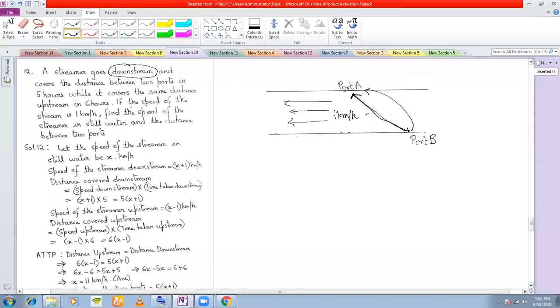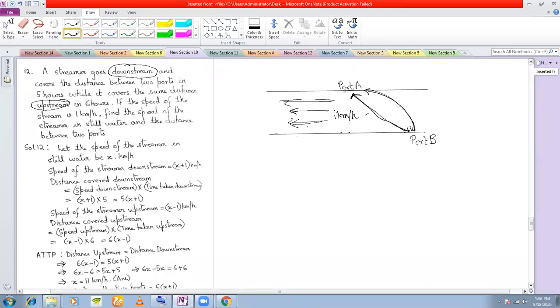And upstream means when it is against the flow of water. For example, if it is moving in this direction, then it is against the direction of the flow because the flow is in this direction, right? So what will the water do? The water will actually slow down the speed of the streamer. So in upstream, the streamer is moving against the direction of water, and water is slowing down its speed. That is what downstream and upstream means.